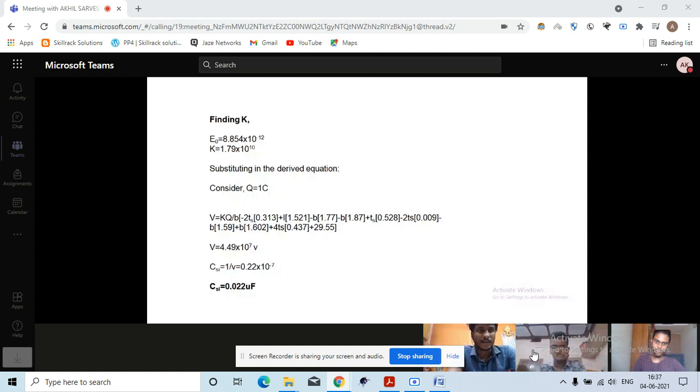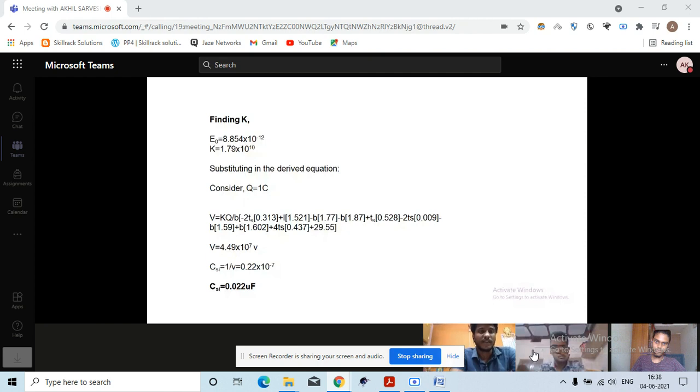we are considering the K. K is equal to 1 by 4 pi epsilon naught, where epsilon naught is air medium. So we'll be considering the epsilon value as epsilon naught, which is air medium, and the point charge we are considering as one coulomb charge. When we substitute all the values we got into the potential, we get V equal to 4.49 into 10 power 7 volt. And for finding the CSI, we have derived the expression before.